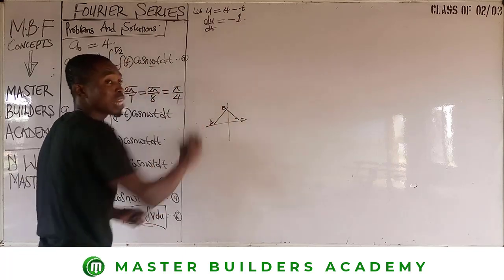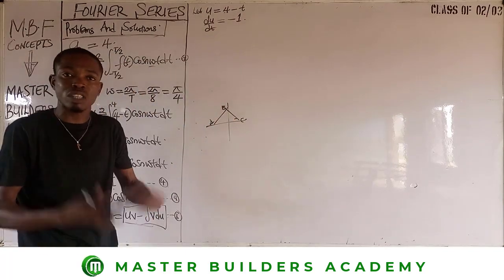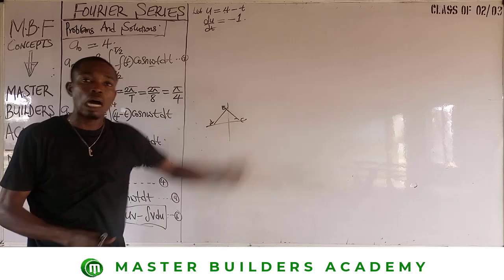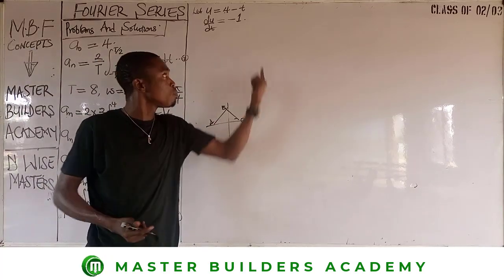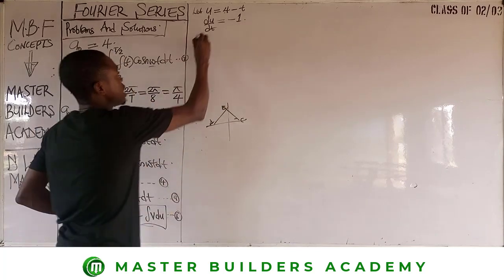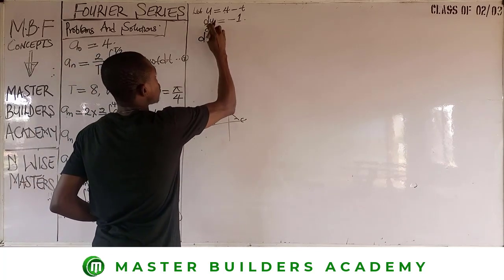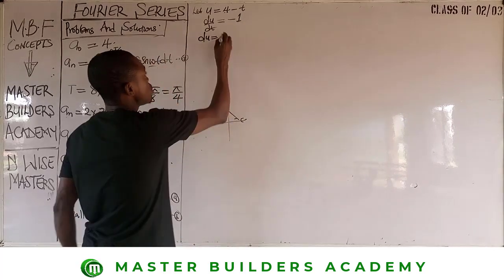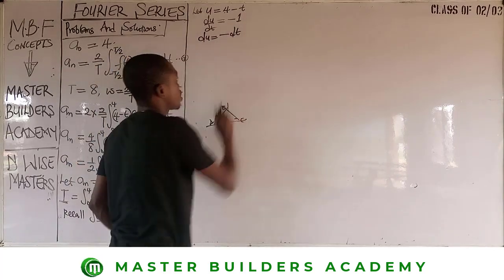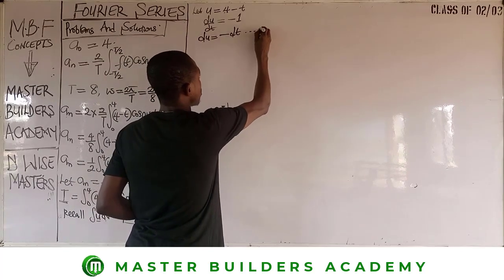So from here, what I need to do now is to make du the subject of formula, because I don't need du over dt, I only need du. So how do I make du the subject of formula? Just simply cross multiply. And then du is equal to dt multiplied by 1, which becomes minus 1 dt. But I just need only minus dt, because that 1 as a coefficient does not really count. So I can call this equation C.